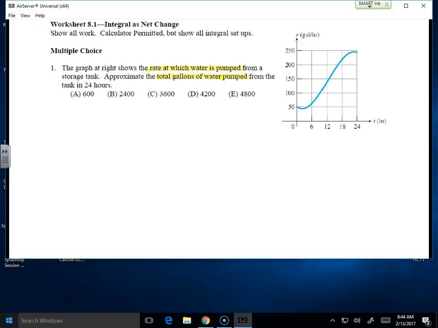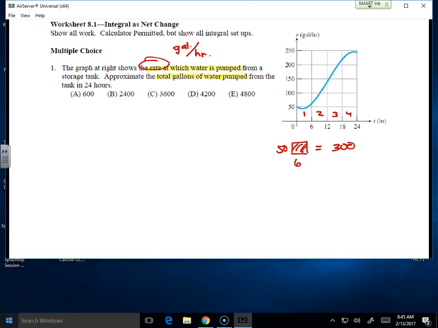Well, hold on. If I have a rate, how do I go back to gallons? If I have a rate in gallons per hour, how do I go back to just gallons? I need to integrate, but I can't. So I need to approximate the area, and every single square is 6 by 50. Every single square has an area of 300, right? So how many squares do I seem to have?